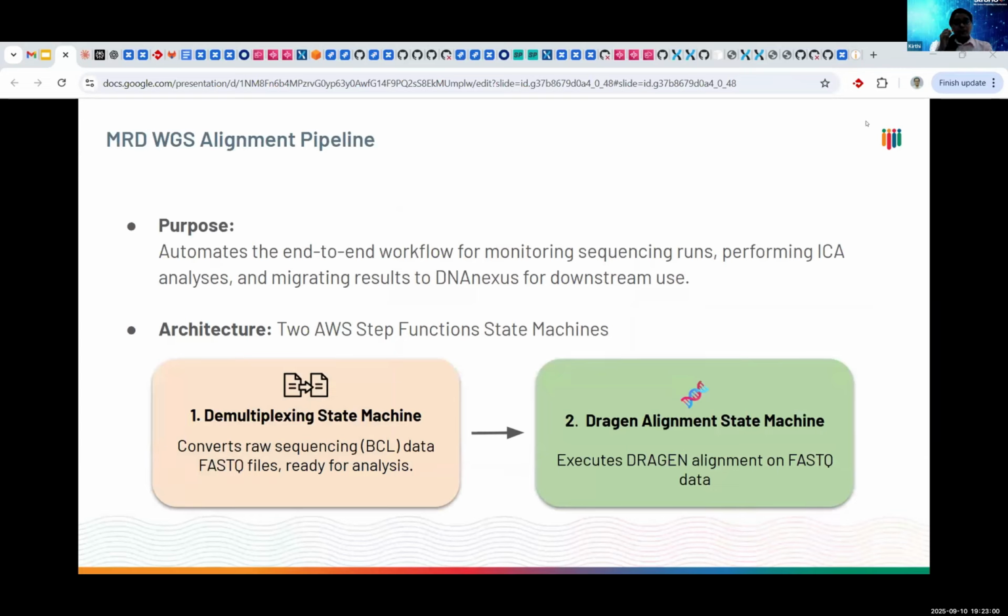So how exactly did we do it? We designed what is called the MRD WGS alignment pipeline, whose purpose is very simple. It is to take the raw sequencing BCL data, process it, and make sure that the results end up in the right place for any further use. Behind the scenes, the pipeline uses two automated workflows, which are demultiplexing and DRAGEN alignment, implemented using state machines. So now let us take a look at each of them.